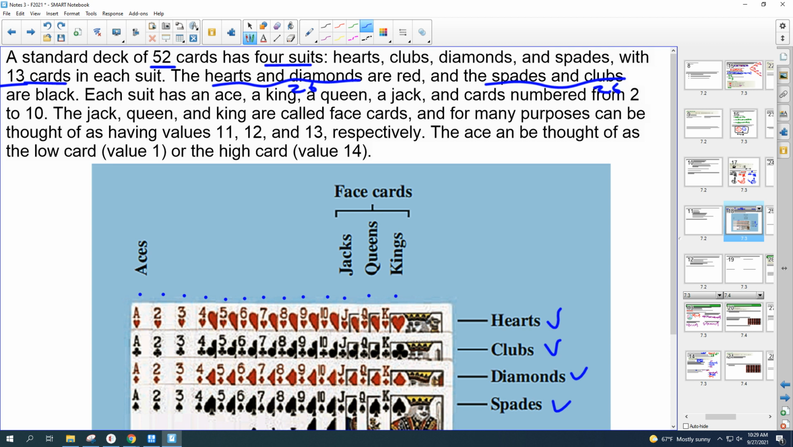Each suit has an ace, a king, queen, jack, and cards numbered from 2 to 10. That's good to know. Jack, queen, and king are called face cards. Use your common sense. They literally have faces on them, like this king does. An ace is not a face card because it does not have a face on it. So jack, queen, and king are face cards. If there are 3 of them in each of the 4 suits, that means there are 12 face cards.